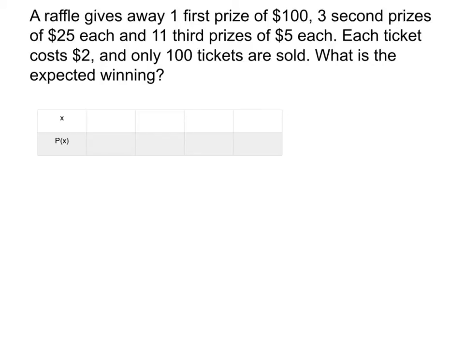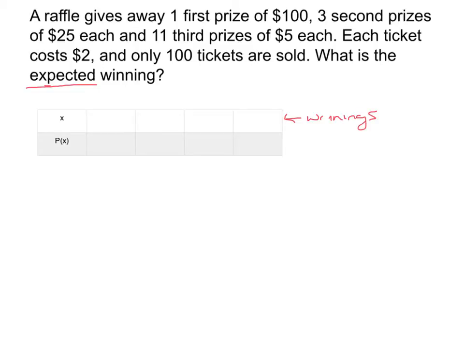So in order to understand what kind of problem this is, there's a very important word, and that is the word expected. And expected implies that we're going to be talking about expected value. And in order to find the expected value, we need to create a probability distribution chart, which is exactly what you see here. We have X. X is the winnings that we're going to have. And then we have the probability of each of those winnings.